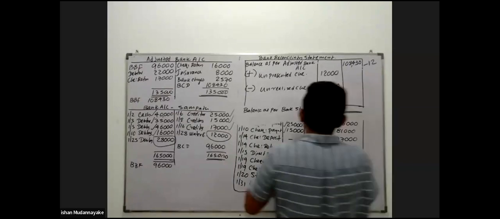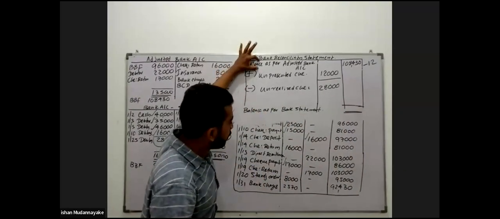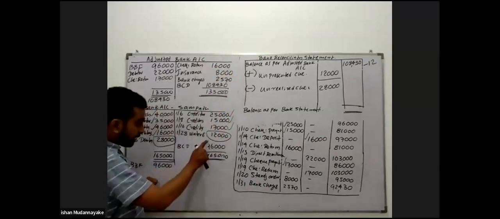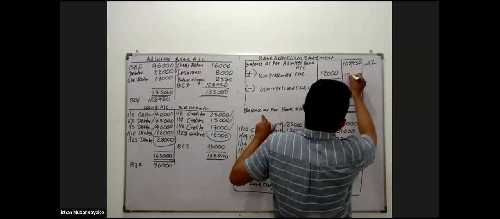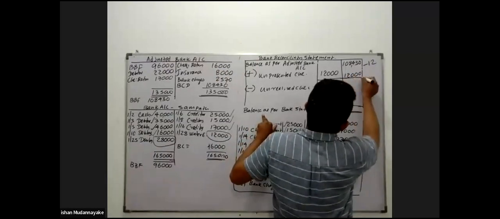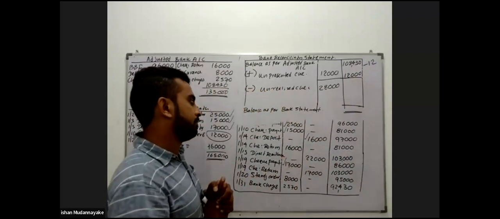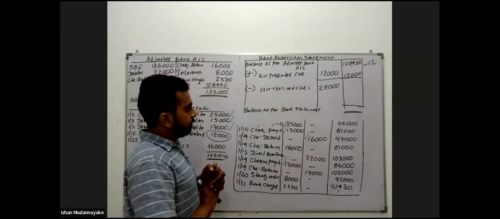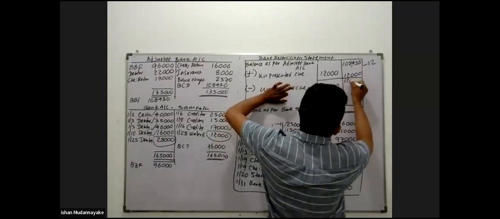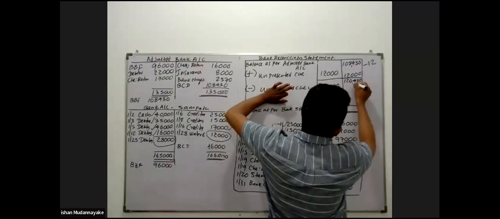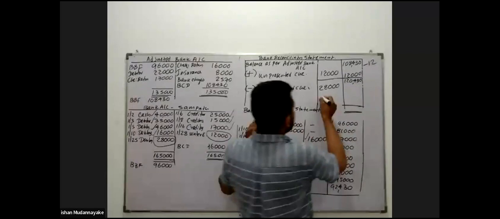Here, balance as per adjusted bank account is 108,430. Then unpresented check plus, unrealized check minus. Unpresented check 12,000 plus. 108,430 plus 12,000, how much is the balance? 120,430. Yes, 120,430. And then 20,000 minus.